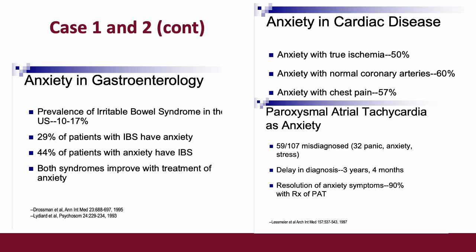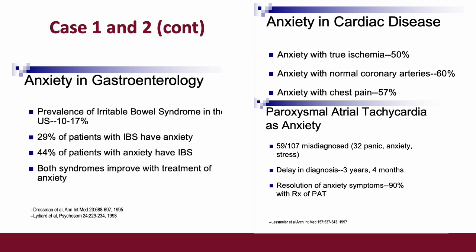This slide picks up nicely on the 2 cases we just discussed. If we take a look at anxiety and gastroenterology, the prevalence of irritable bowel syndrome in the US is about 10 to 17%, but almost a third of patients with IBS have anxiety, and 44% of patients with anxiety may have IBS at some point during their anxiety symptoms. Interestingly, if you treat the anxiety, both syndromes will improve.